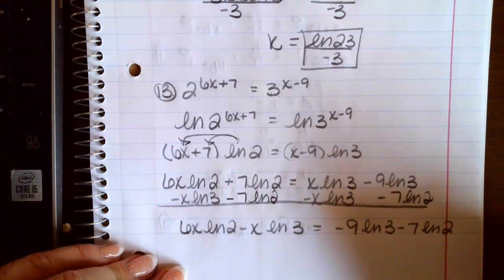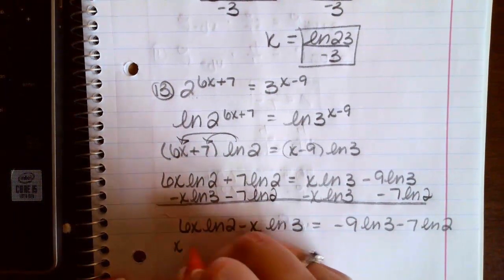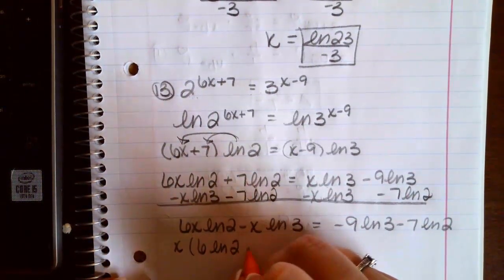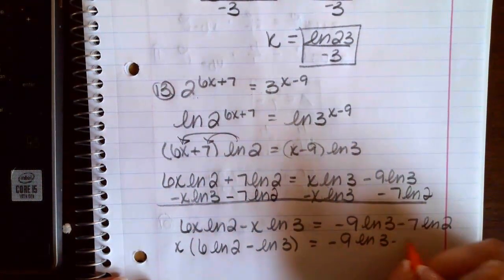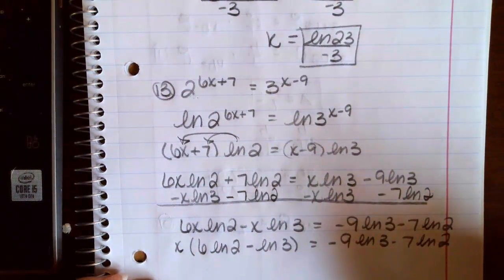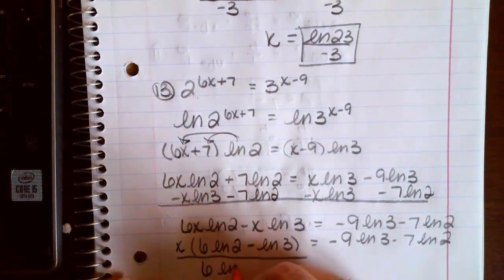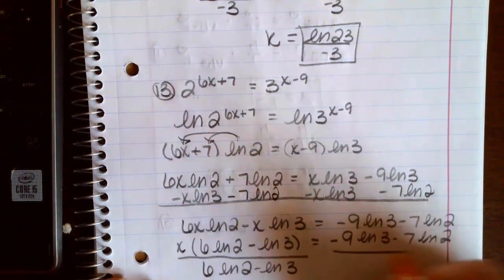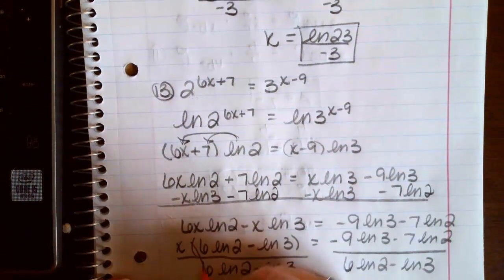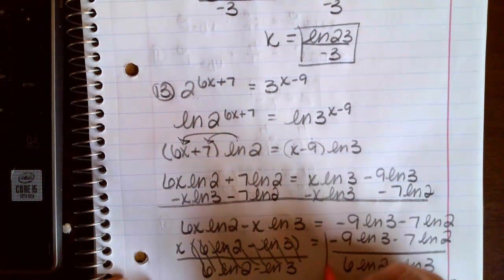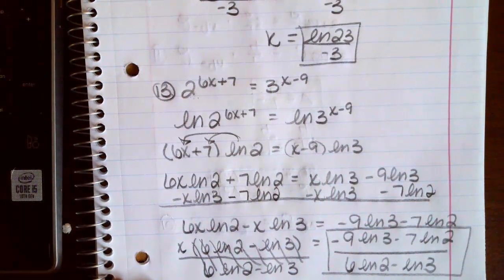Okay? So from here, my x's are now on the same side. I'm going to factor out an x. So that leaves me with 6 natural log of 2 minus the natural log of 3 equals negative 9 natural log of 3 minus 7 natural log of 2. So all I've done is factor out that x. And now I'm going to divide both sides by what's left in parentheses. So I've got 6 natural log 2 minus natural log of 3. So that reduces on the left. And that gives me x equals this whole thing over here. Okay?